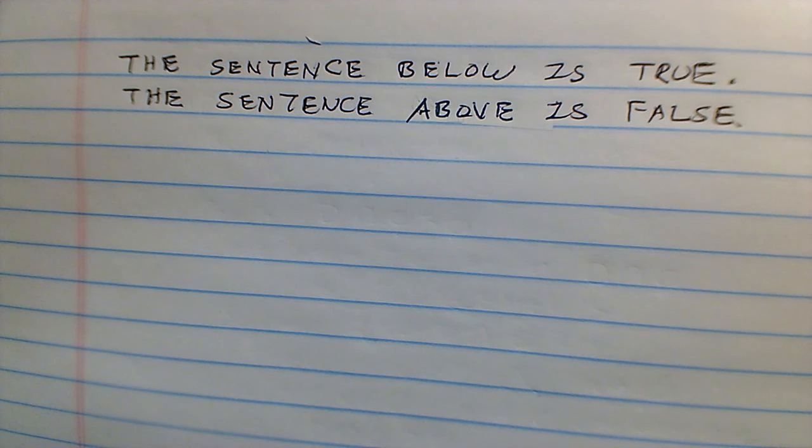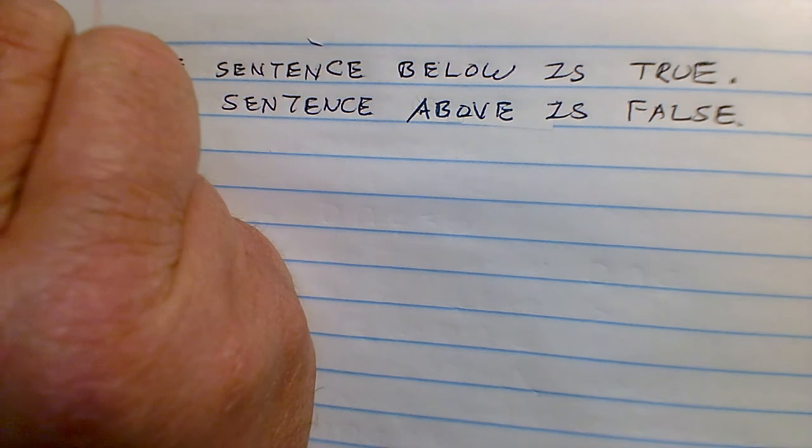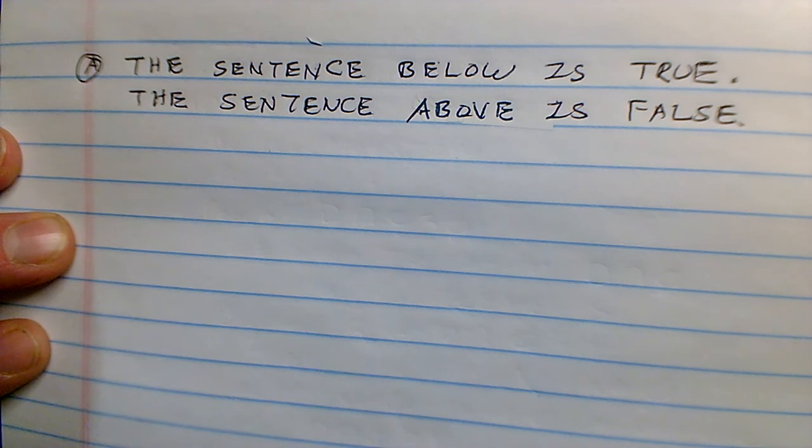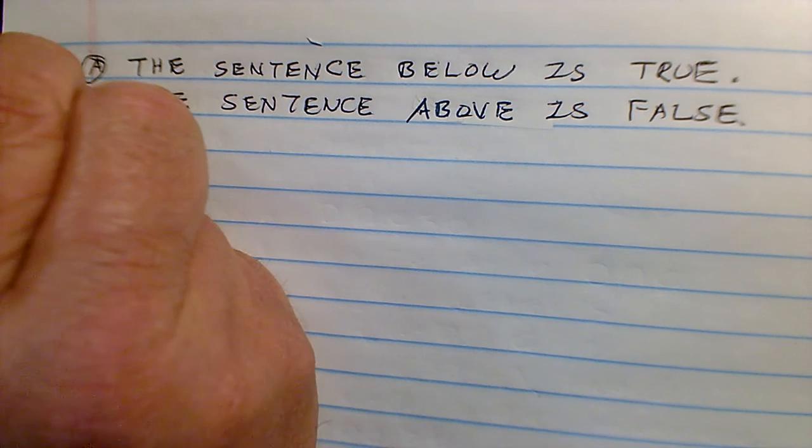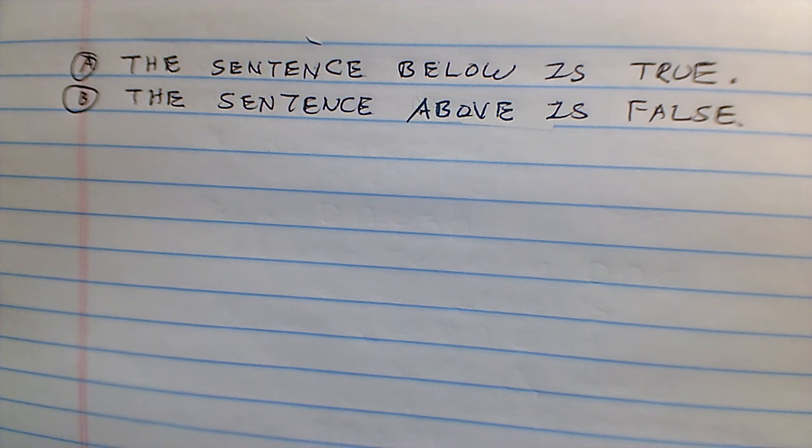In this video, I would like to discuss a topic from Section 6.4 that is important in computer science. What I've written here are two sentences, and just so that we can talk about them in some way, let's call the first sentence Sentence A, and the second sentence Sentence B. Sentence A says the sentence below, referring to Sentence B, is true. And Sentence B says the sentence above, referring to Sentence A, is false.